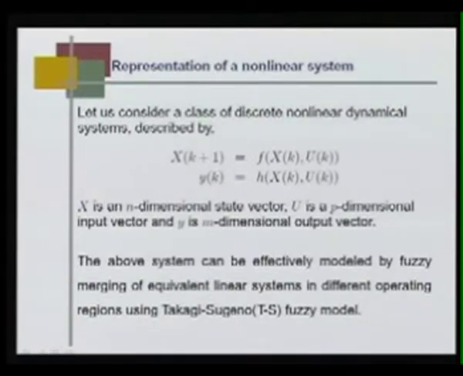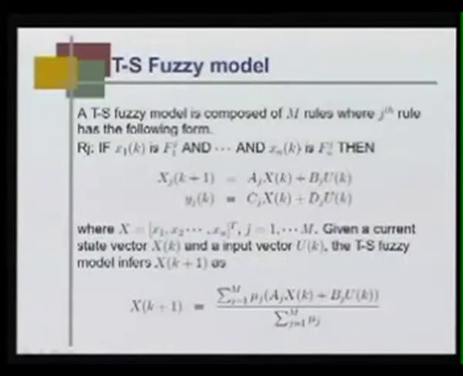So, the above system can be effectively modeled by fuzzy merging of equivalent linear systems in different operating regions using a Takagi-Sugeno fuzzy model. What this means is that in a Takagi-Sugeno fuzzy model of a nonlinear system, although the system dynamics is nonlinear overall, locally the system is linear. So, by fuzzy merging of these linear subsystems, okay, we can construct an approximation of the actual nonlinear dynamics of the system.